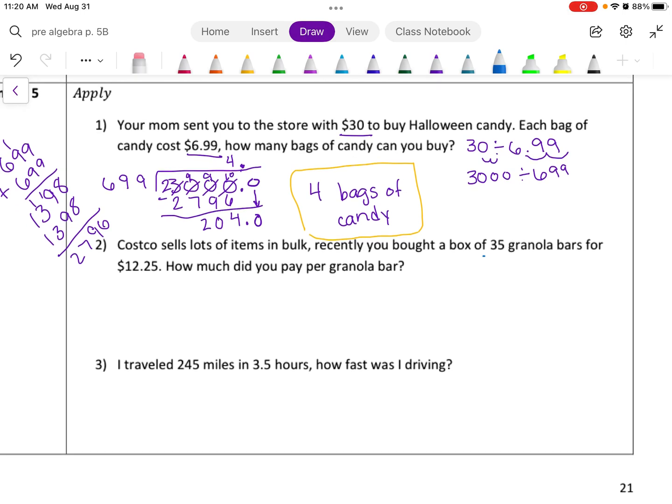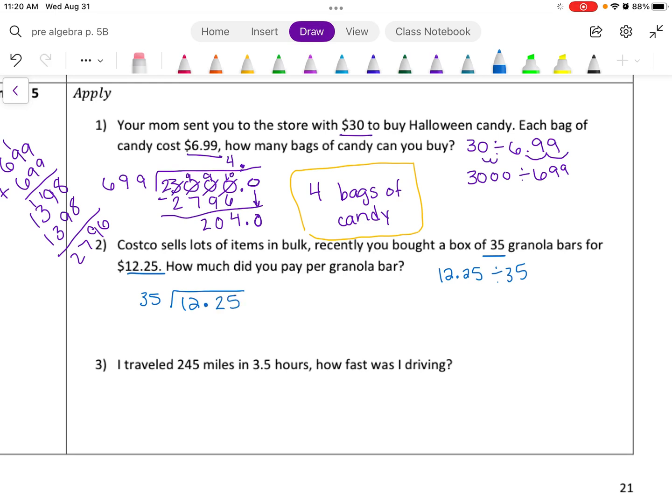Okay, number 2, Costco sells lots of items in bulk. Recently you bought a box of 35 granola bars for $12.25. How much did you pay per granola bar? Okay, so if all of them together cost $12.25, we want to figure out each individual one, so we have to take $12.25 and divide it by 35. Well, notice that 35 is already a whole number, so we don't have to move any decimal places. We can just start dividing.